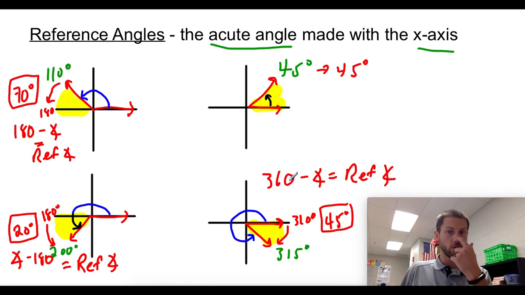Now, of course, all of this was in degrees. If you were to convert over to radians, it's pretty analogous. Basically, all of the 180s become pi's, and all of the 360s become 2 pi. So that's how you find your reference angles. Hopefully this helps, and good luck finding your reference angles.